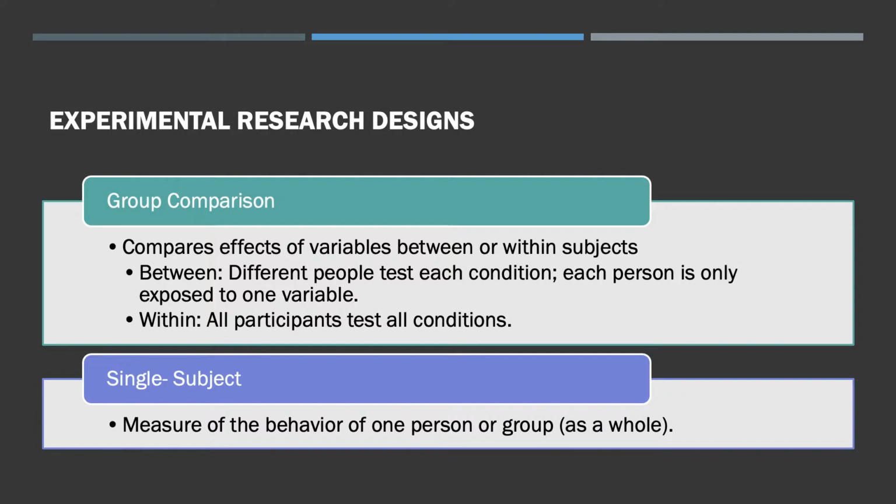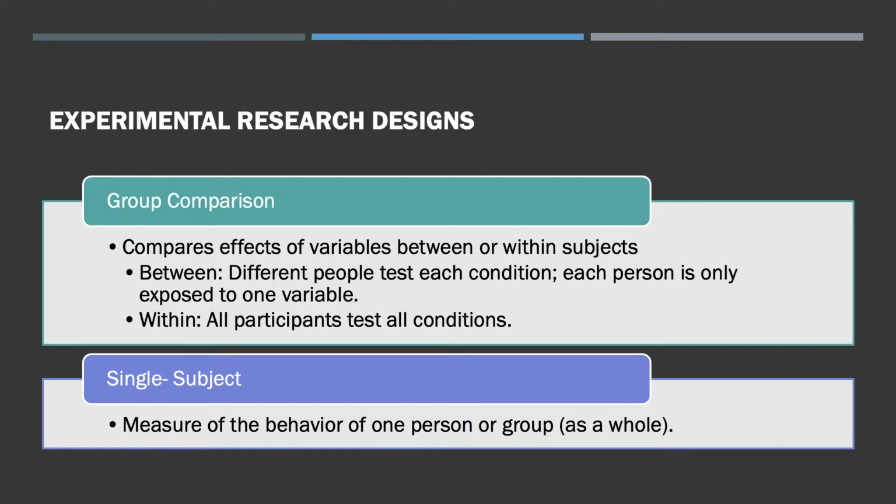Your between subjects research occurs when we have different groups of people test each variable or each test condition, if you will. So for example, oftentimes if we have two variables that we are testing, we might break that up into 4 groups and have 4 different groups of participants. With a within subjects group comparison, every participant is going to test every single test condition.